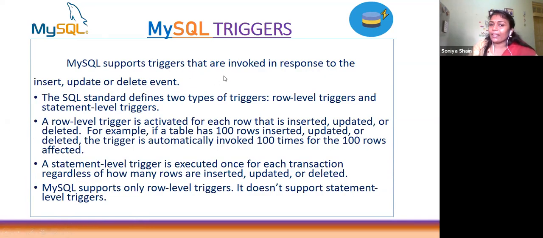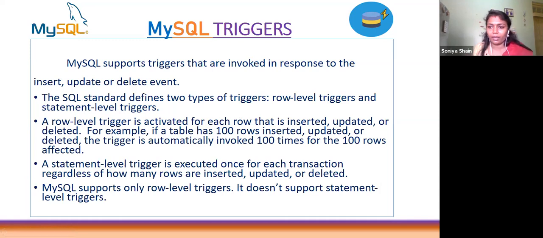MySQL triggers are invoked in response to insert, update, or delete events. Already I told that it will work for insert, update, and delete. And these triggers are of two types: row level trigger and statement level trigger. So what is the difference between the row level trigger and the statement level trigger?